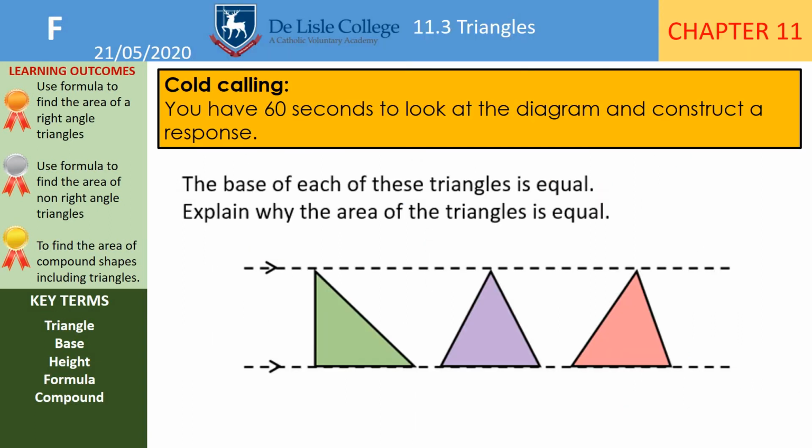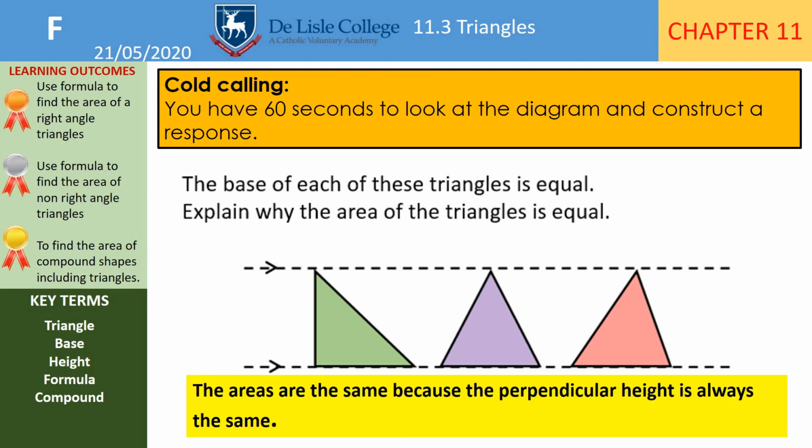Okay, so have a think about this question. Cold calling. The base of each of these triangles is equal. Explain why the area of the triangles is also equal. Have a think about it, and then when you're ready, click and you'll see my answer. Okay, so if you're ready to click, the areas are the same because the perpendicular height is always the same in those diagrams. That would be my answer.